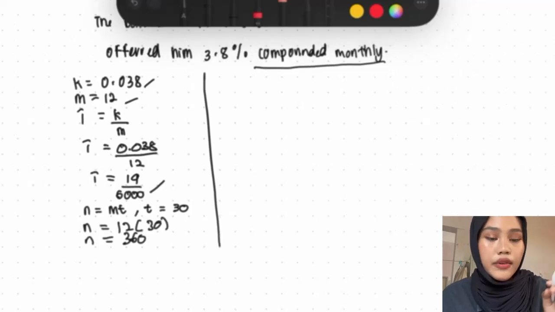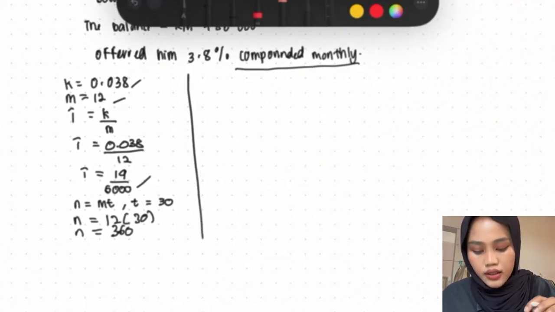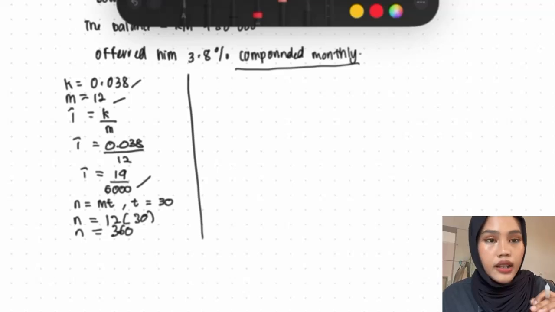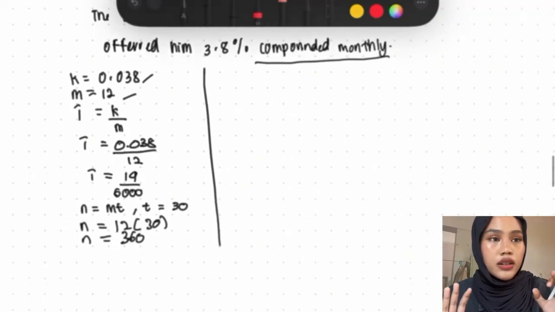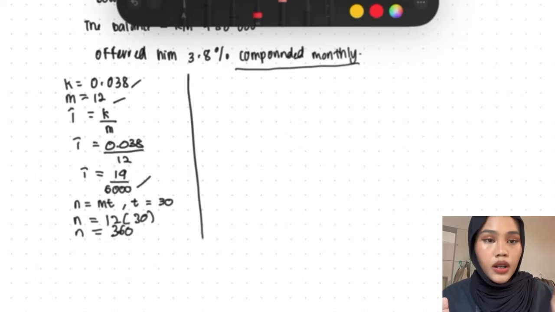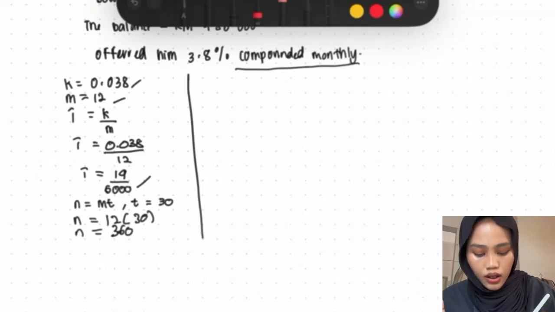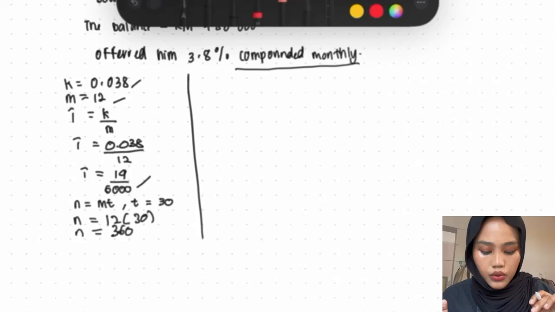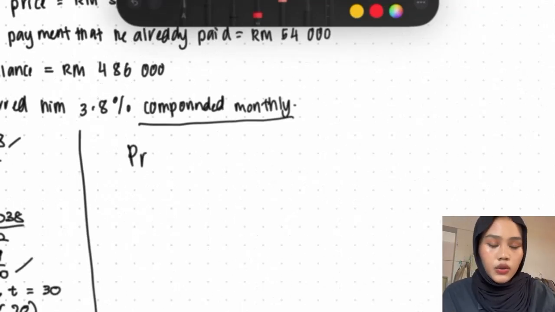So i is k over m, and i is 0.038 over 12. We got 90 over 6,000. Our n is how much the interest is compounded in the whole period of the loan, not just in years, but in whole. So here it is m multiplied by t. So 12 multiplied by 30, and we get 360. So we are going to use a present value.